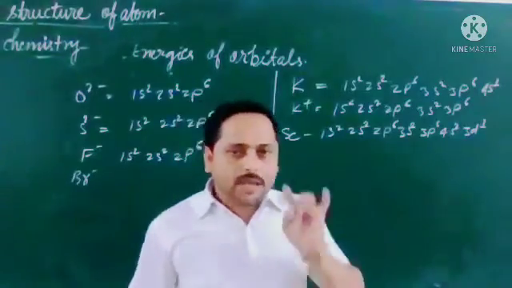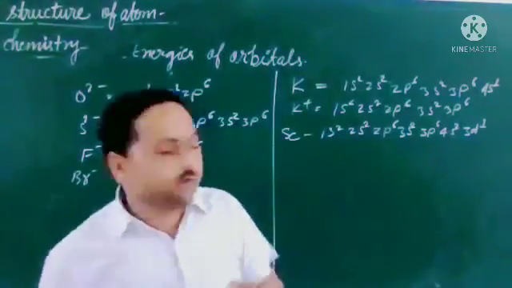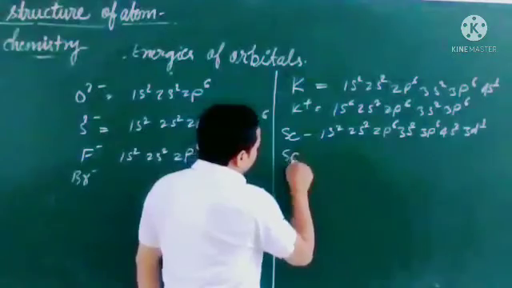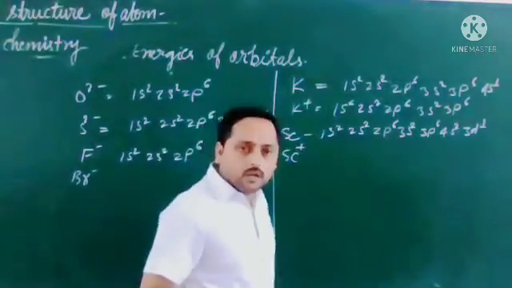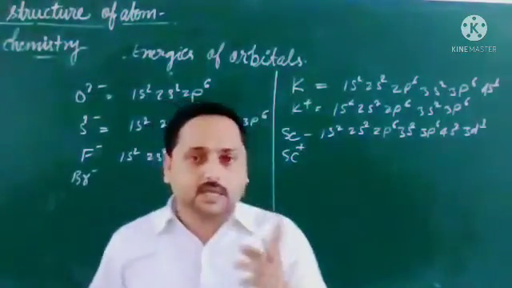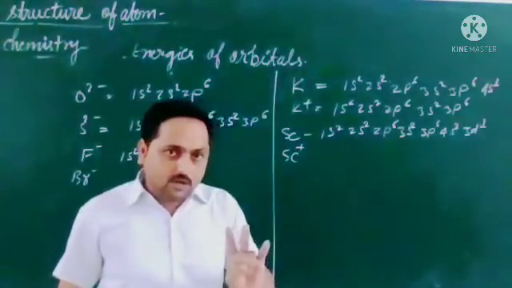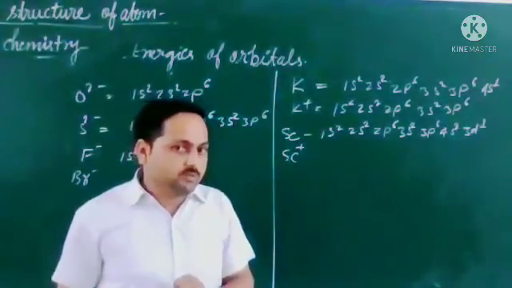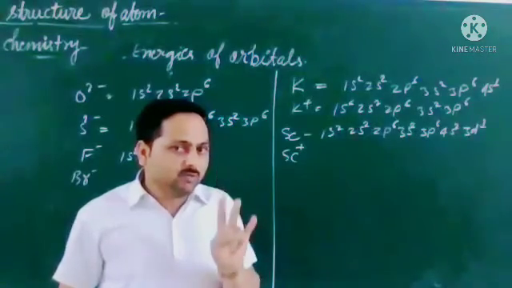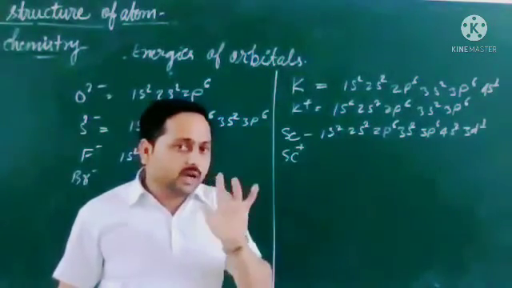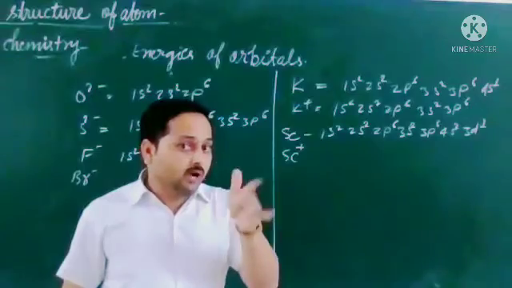So here we have to write the electronic configuration of scandium ion. Okay, so we have to remove one electron. Just all of you look at the board. From where will the electron be removed? Which one has the highest value of n?